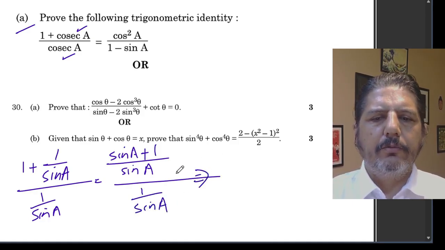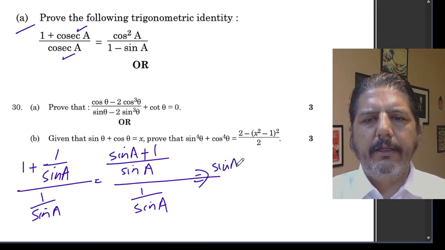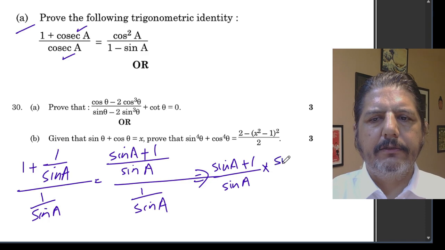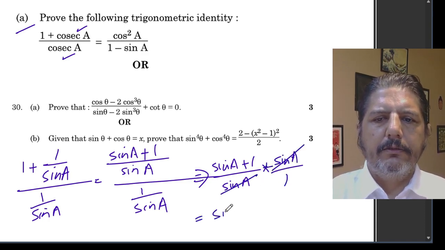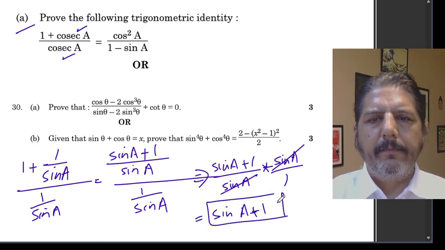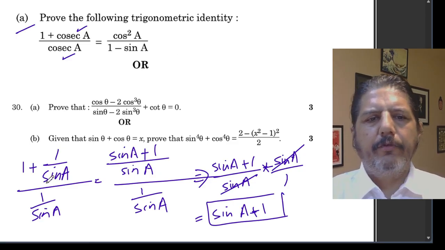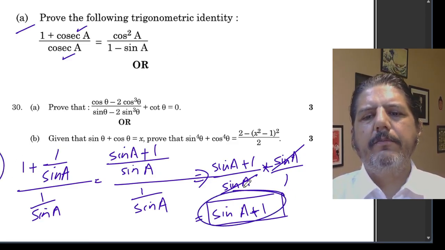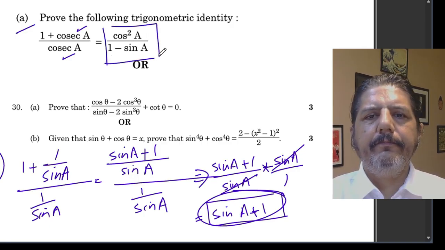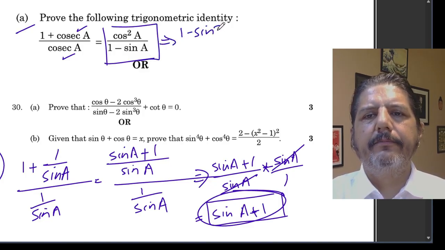This would be equal to sin A plus 1 upon sin A, multiplied by sin A upon 1. This will cancel and this will be equal to sin A plus 1. So my LHS is equal to sin A plus 1. Now I'll take my right hand side. I'll write my cos²A as 1 minus sin²A, upon 1 minus sin A.